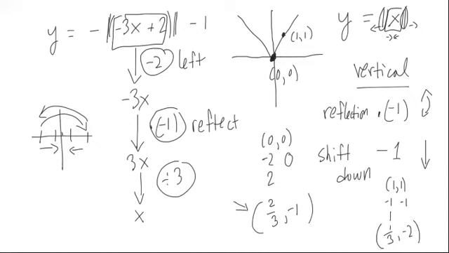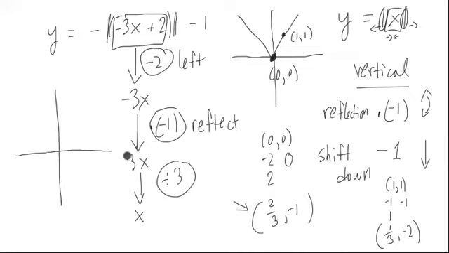Let's see how that looks on the actual graph. Okay, so it looks like what we're going to have is, first, this is 2/3. And then we take the point here. This is kind of like the peak point right down here, 2/3, negative 1.